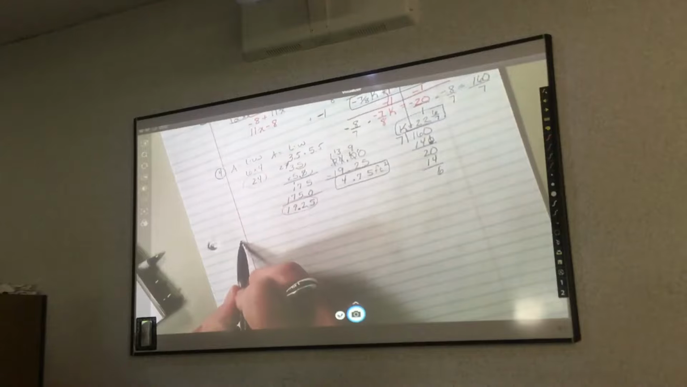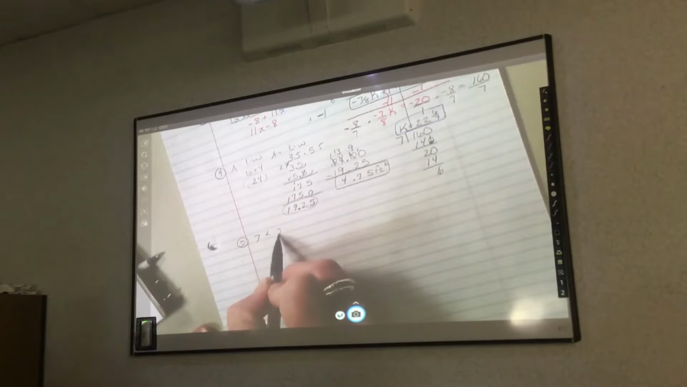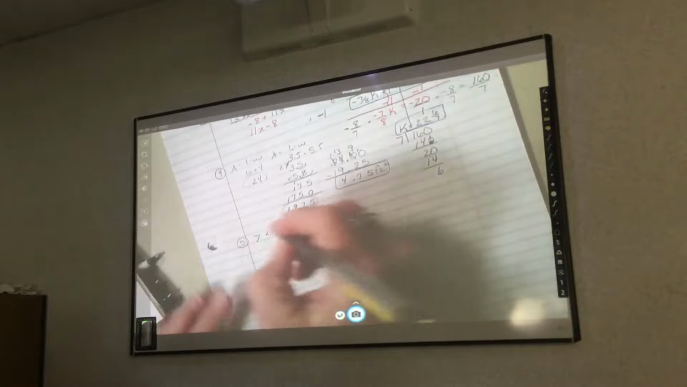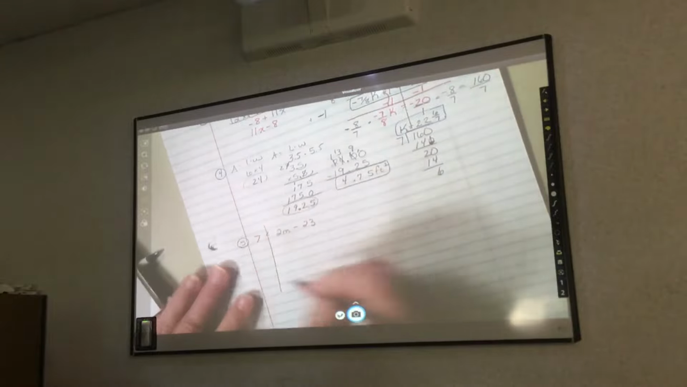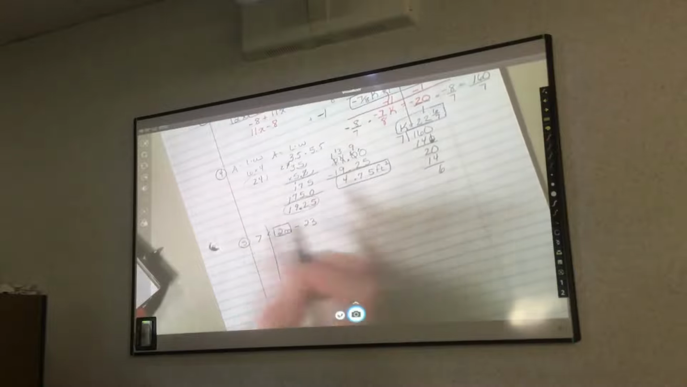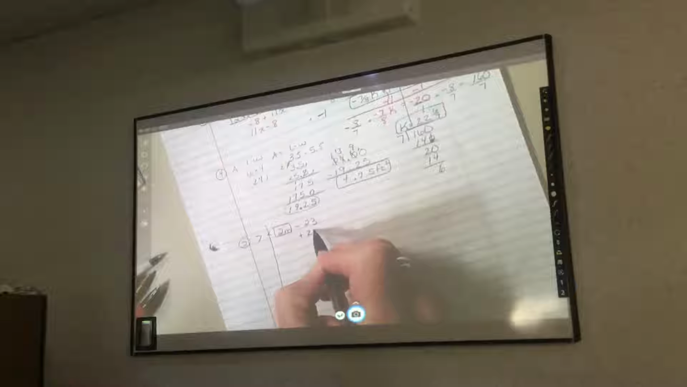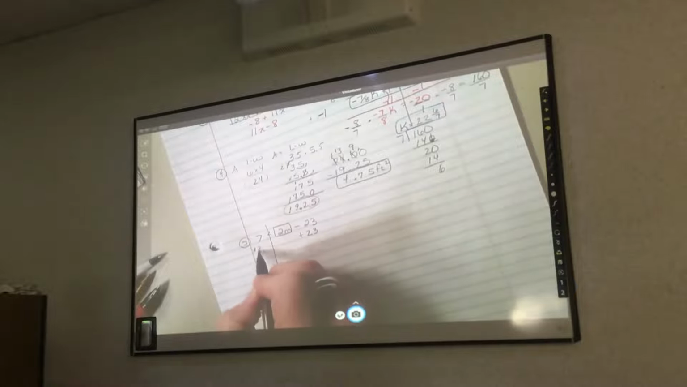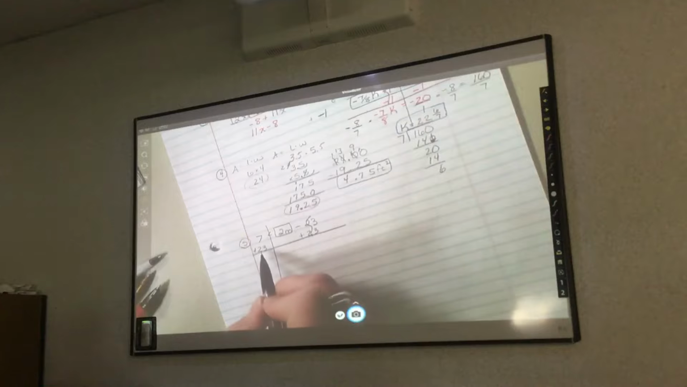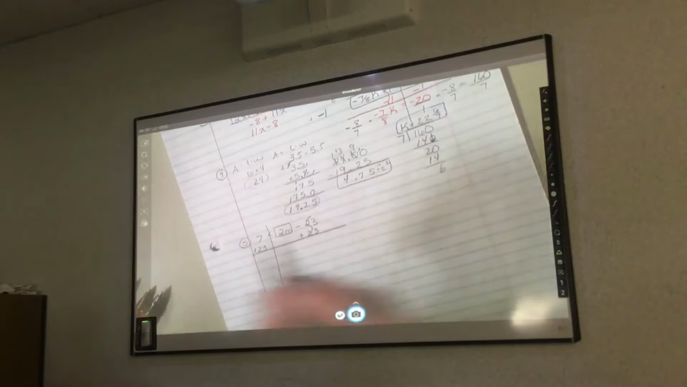Okay, number 5. 7 is less than 2m minus 23. Draw your line. Box the 2m. How do I get rid of the 23? Add the additive inverse, which is a positive 23 to both sides. These cancel each other out, and 23 plus 7 makes 30. What does it make? 30.